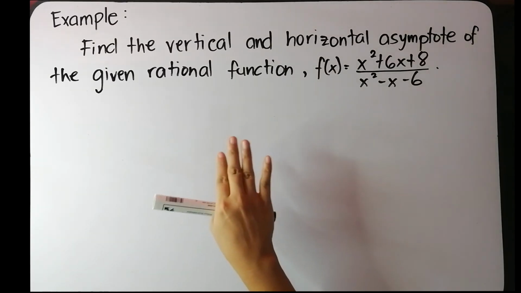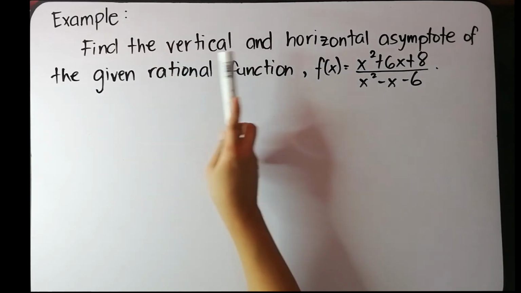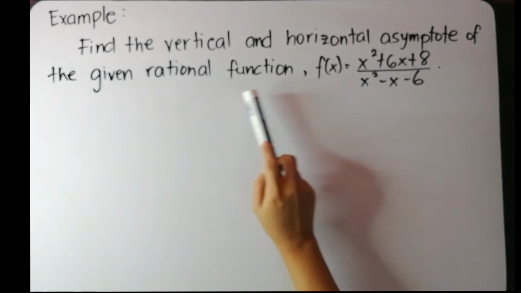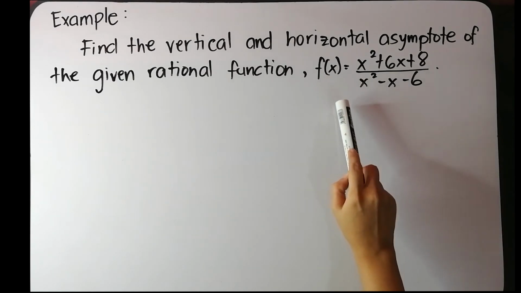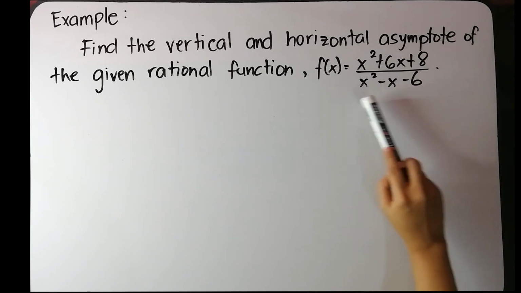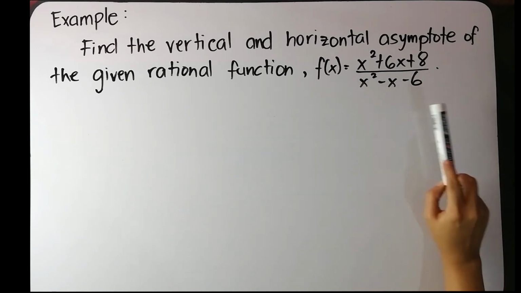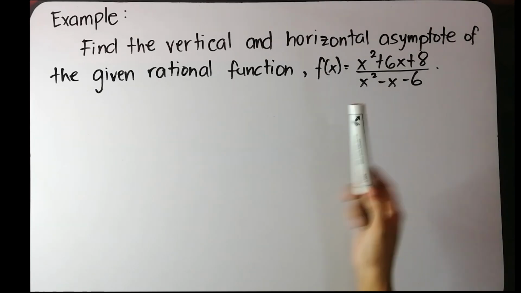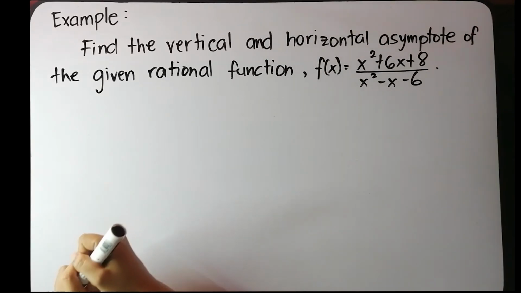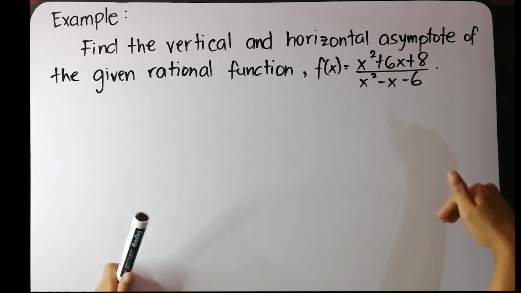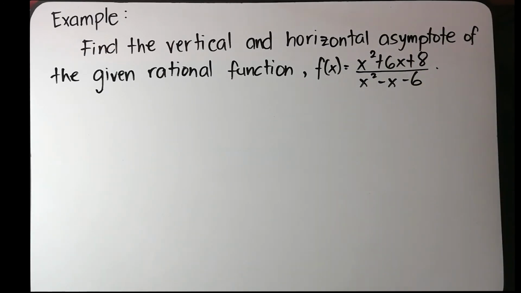So now let us have another example. Find the vertical and horizontal asymptote of the given rational function f of x equals x squared plus 6x plus 8 all over x squared minus x minus 6. This rational function is not yet in its lowest form. So let's first find the factors to know if there are common factors in our numerator and denominator in order to simplify or get the lowest form.